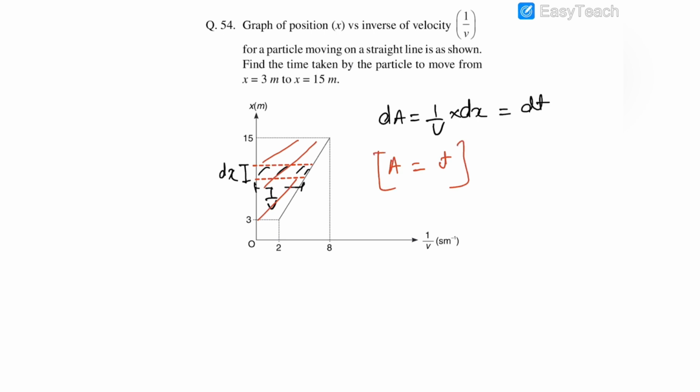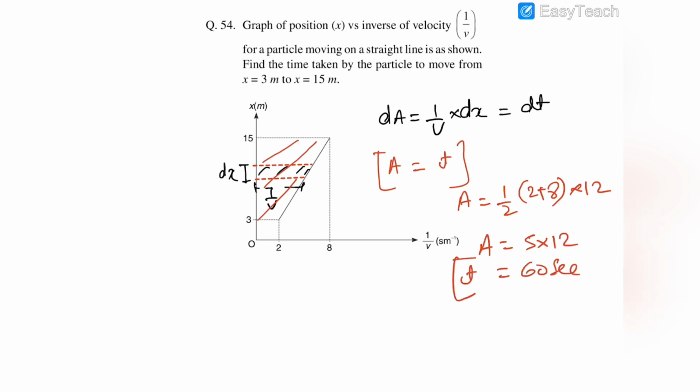So this area would be half sum of parallel sides into height. So A would be equal to half, parallel sides are 2 and 8. So it is 1 by 2 into 2 plus 8 into height. Height is this one, which is 12. So A would be equal to 5 into 12, which is 60. So it would take 60 seconds to reach from x is equal to 3 to 15. Thank you. Now we move on to the next question.